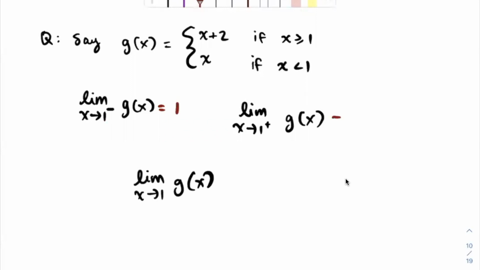And if we approach it from the right, well, in that case, we only care about this part of the definition, because we only need to look at the value when x is greater than 1. And then this is equal to x plus 2. And since x plus 2 is also a polynomial, we again just substitute. So we plug in x equal to 1 into this. And so that's equal to 1 plus 2, which is 3. And of course, since these two are different, the limit as x goes to 1 of g of x does not exist. So we just again write DNE.